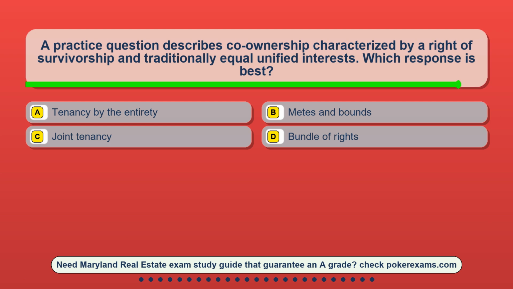Question 15. A practice question describes co-ownership characterized by a right of survivorship and traditionally equal unified interests. Which response is best? Option A, tenancy by the entirety. Option B, metes and bounds. Option C, joint tenancy. Option D, bundle of rights.